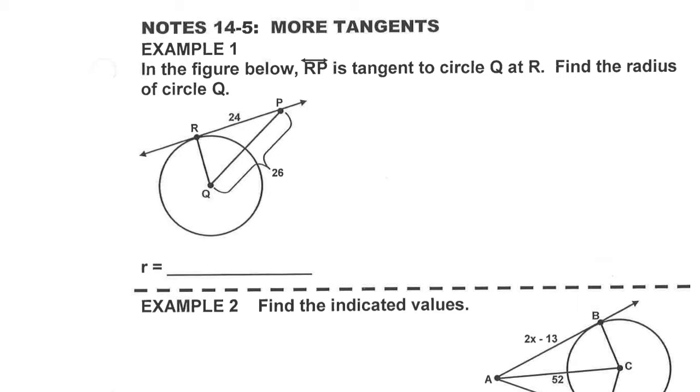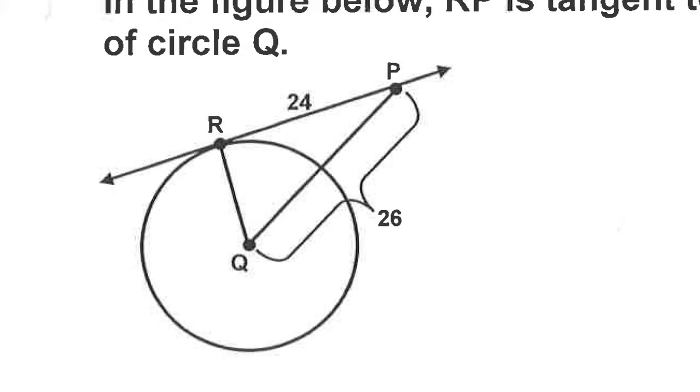We've got in the figure below a tangent RP that's a tangent to the circle Q at point R. So we've got a point of tangency at R, we've got center at Q. Find the radius of circle Q. Well, this one would be really easy if this triangle were a right triangle, but remember from the other video that I've got this tangent line running along right there. Let me change colors there. And if I draw a radius from the point of tangency, then I get a right angle, okay? So what that basically means is this is a right triangle.